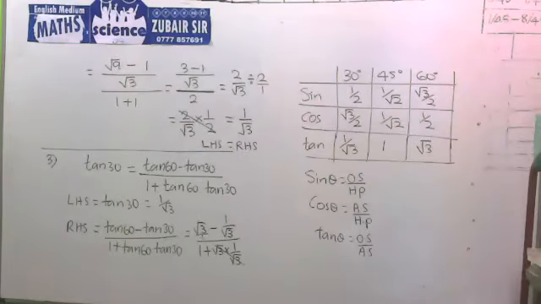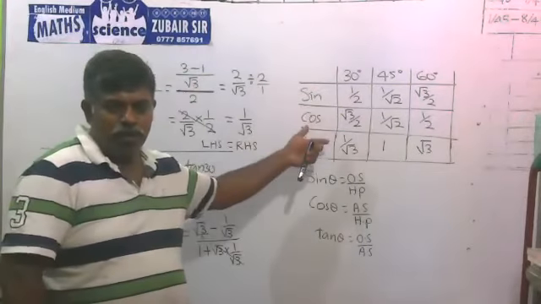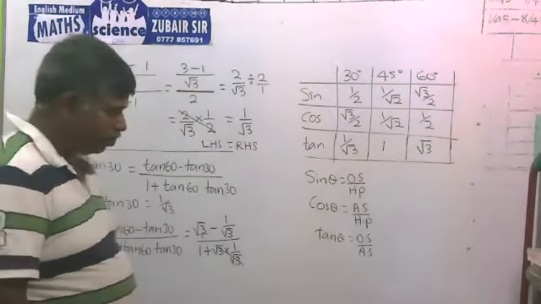So if you know these values, you can substitute and get it. Right? But keep these values in memory.